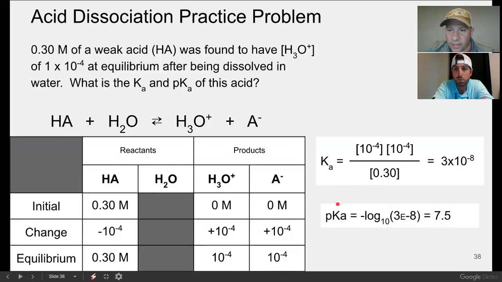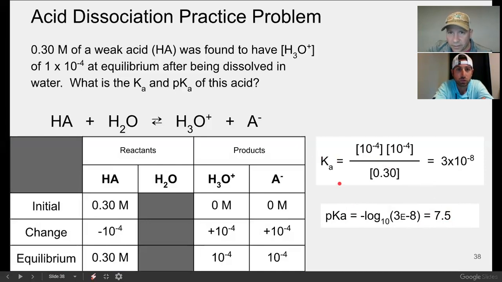And remember, acetic acid was 4.74? So this is even weaker than acetic acid. That's a great point to bring up. This is weaker than acetic acid because the pKa is higher than acetic acid. Nice work. All right, that's one type of problem.